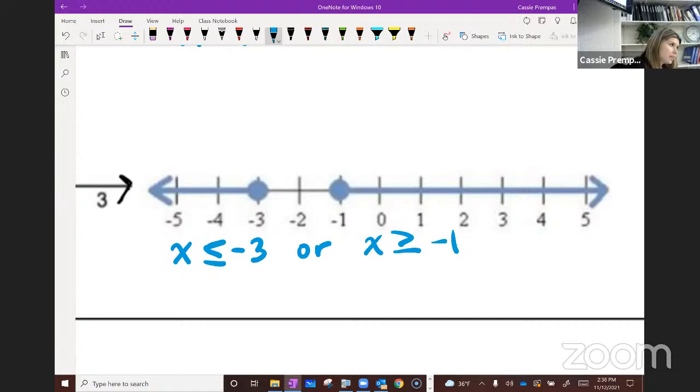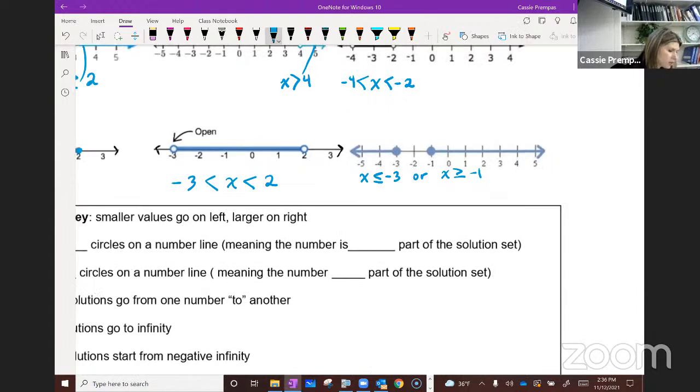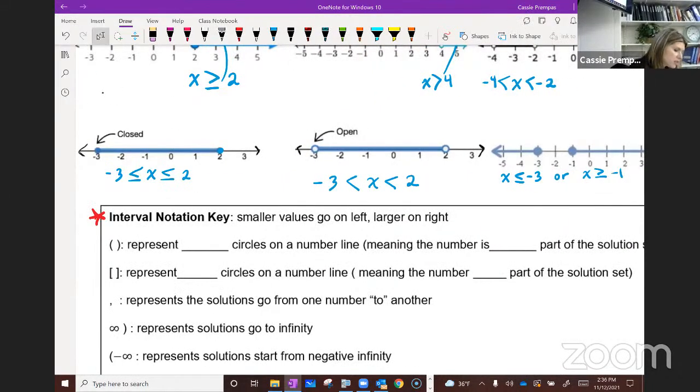Okay, that was inequality notation. Now I'm going to show you the key for interval notation. The first thing to note about interval notation is that you have to write the numbers with the smaller values on the left and the larger values on the right. The nice thing is that that's how we read, left to right. So you want to know smaller on left, larger on right.